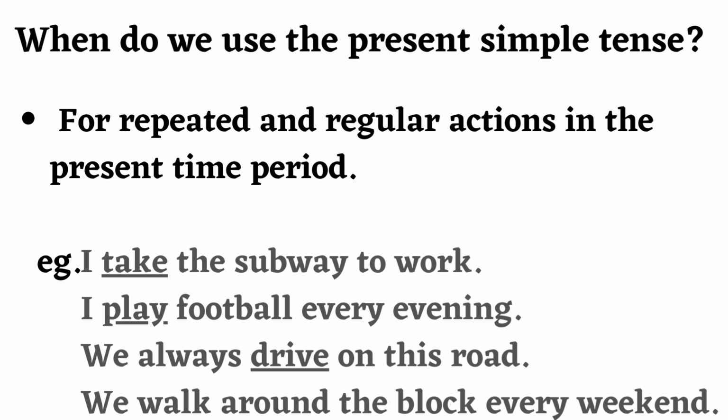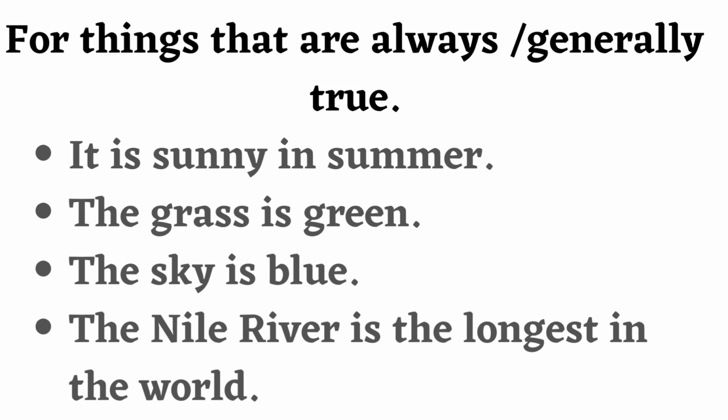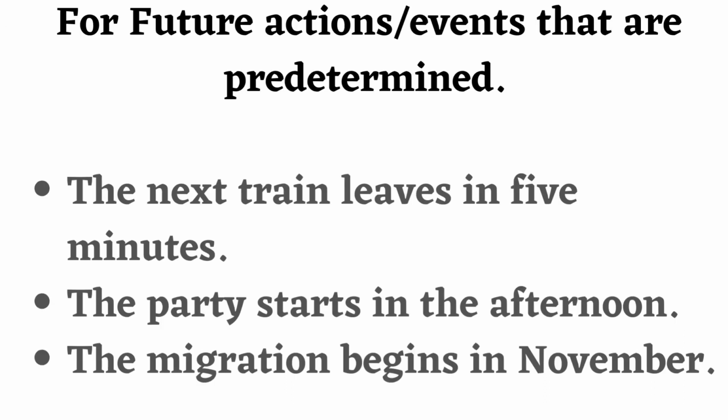The number two use of the present simple tense is for things that are always or generally true. For example, it is sunny in summer. When we all think about summer, we think of swimming, the beaches, and it's very hot and sunny. The grass is green. The sky is blue. The Nile River is the longest in the world. So this is a fact. It is true.